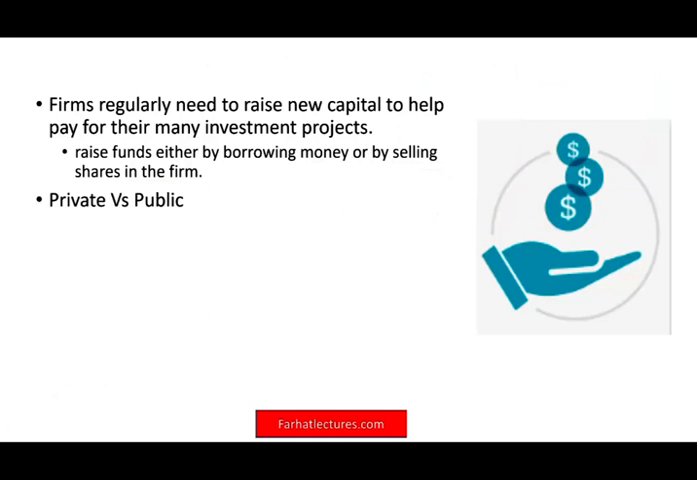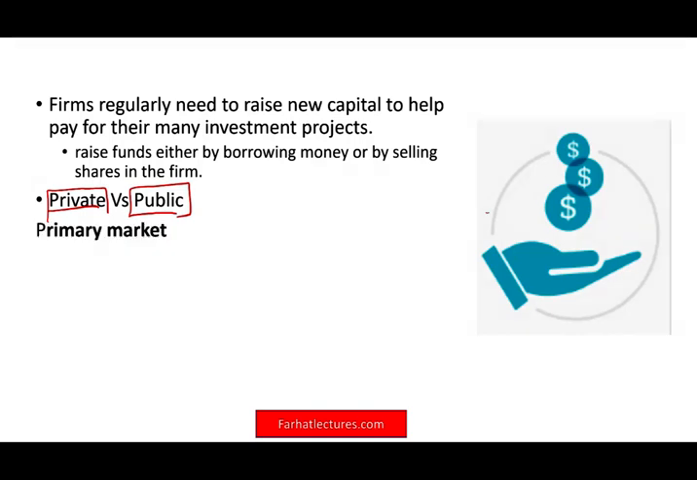Now, we have to understand that we're going to break the type of companies into two types. We have private and we have public, because the way the private finance themselves will be different than the public. So we're going to break this discussion into, let's look at how private companies do things. What are the characteristics of private companies? Let's look at public companies. How do they do things? And what are the characteristics of public companies?